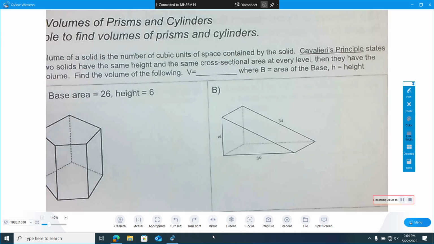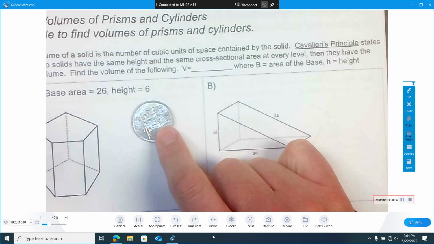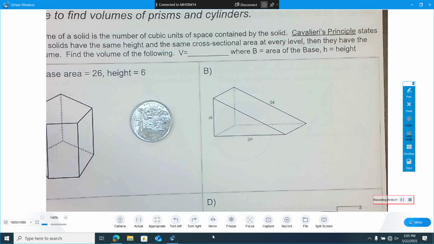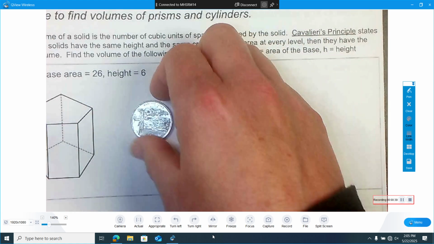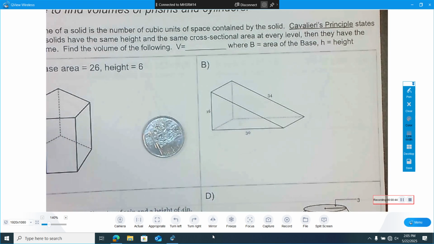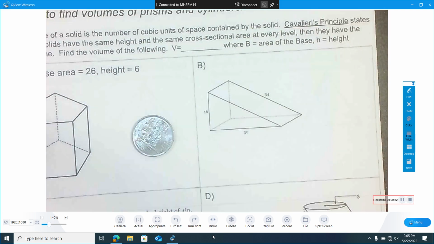So now we know all the different areas, like the area of a trapezoid, and the area of a rectangle, and even the area of a circle. So it's a quarter. And what is the formula for the area of a circle? Pi r squared. So if I know that the area of this quarter is like 5.5 square units, well, that's great. That's the area of just one.